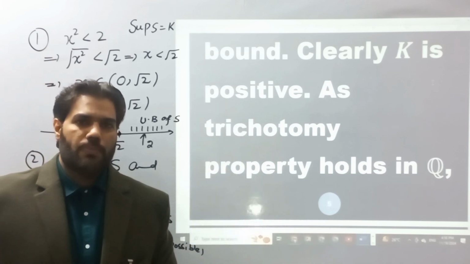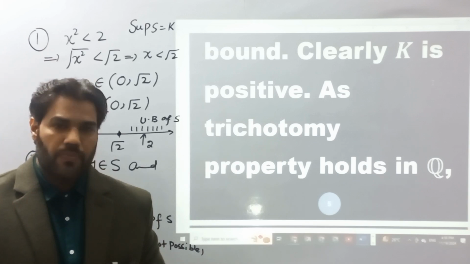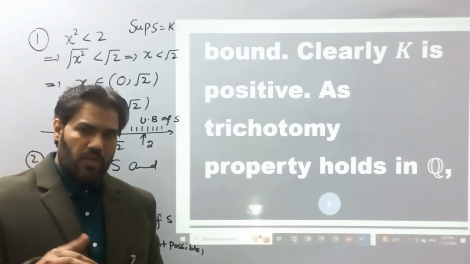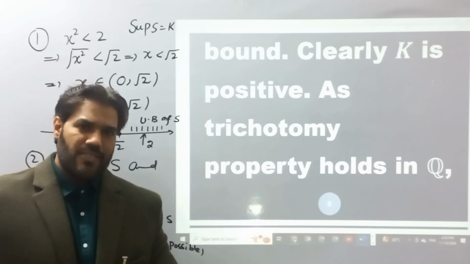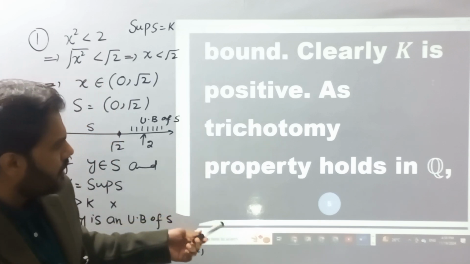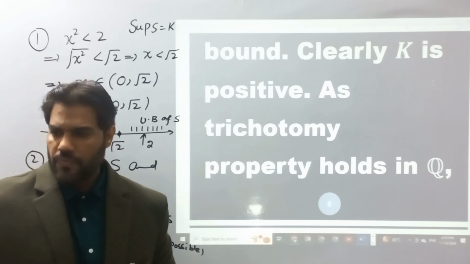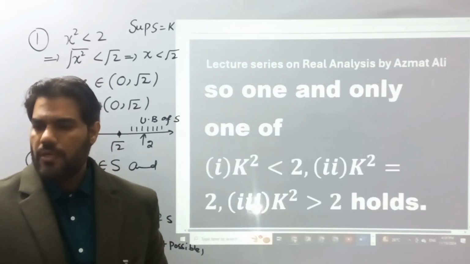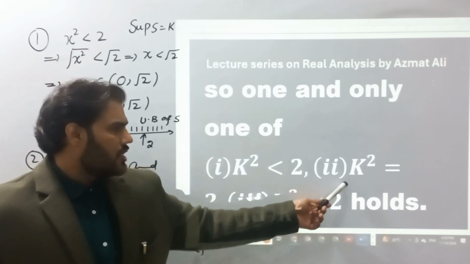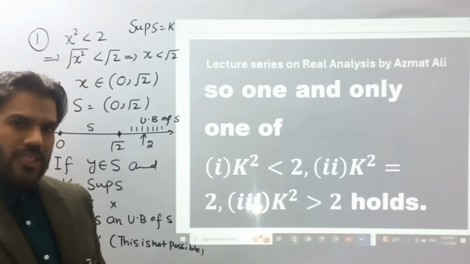Next, I will use the trichotomy property. The trichotomy property also holds in rational numbers. The trichotomy property says that if A and B are any two elements, then exactly one of the possibilities holds: either A is equal to B, or A is greater than B, or A is less than B. So here I will use the trichotomy property for two numbers: one is K square and the other is 2. So one of the possibilities will hold here. Either K square is less than 2, or K square is equal to 2, or K square is greater than 2. Why am I comparing K square with 2?